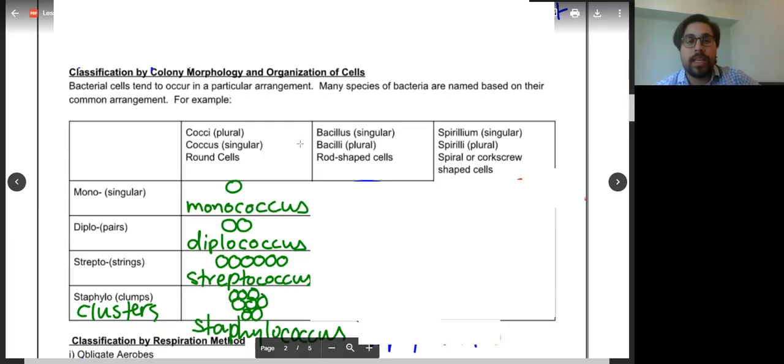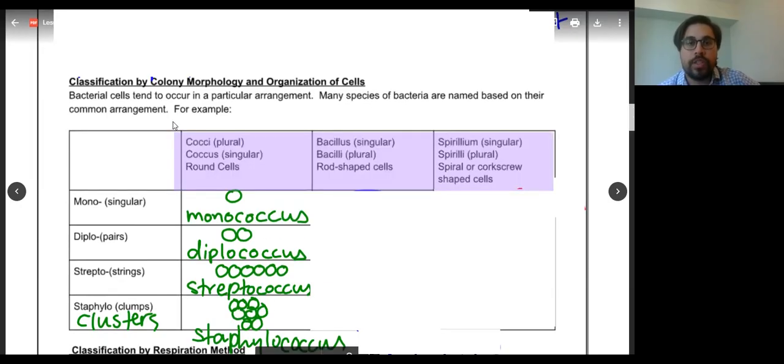And the way with which we can classify it is by understanding our Latin prefixes with regards to shapes and numbers. So the first top part that I've highlighted in purple, when we think about cocci or coccus, we're talking about round or circular. Bacilli or bacillus, rod shaped. And then spirilli or spirillum, we're talking about spiral or corkscrew shaped. When I talk about the prefixes mono, diplo, strepto, and staphylo, they have their own individual associated meanings, whereas mono is singular, diplo is in pairs, strepto is in strings, and staphylo is in clumps or clusters.